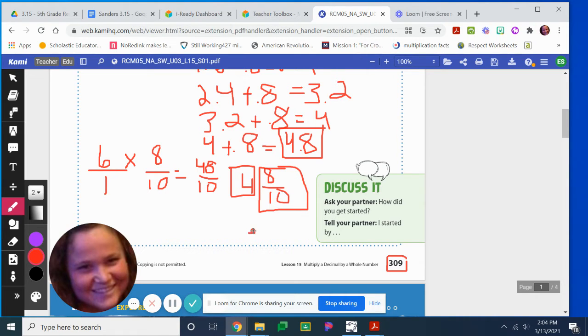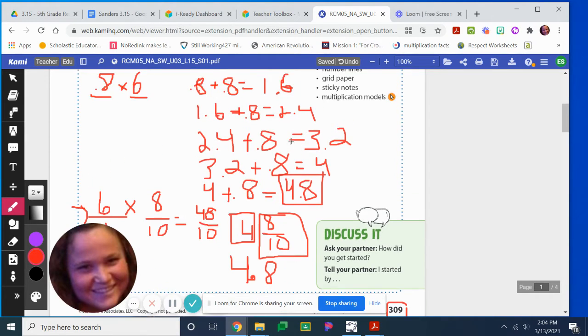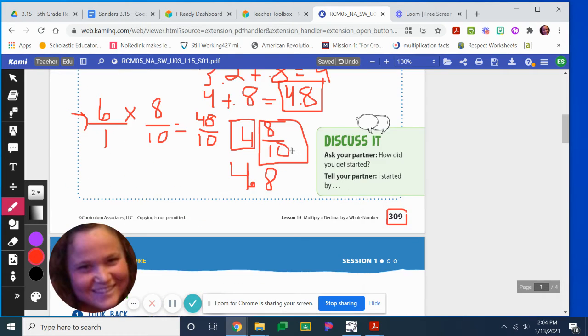So I know I write 4 wholes like this on this side of the decimal, and 8/10. The 8 goes in the tenths place. So 4.8. I think that this way is easier rather than adding. But we'll see what you guys think.